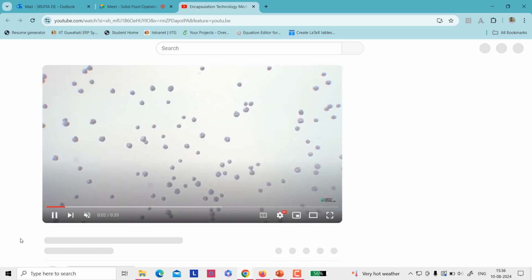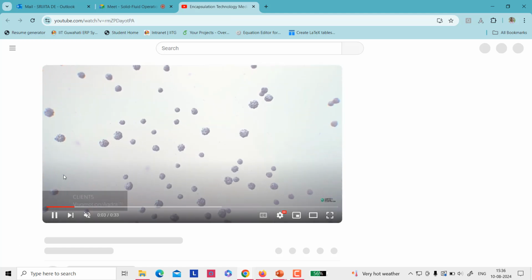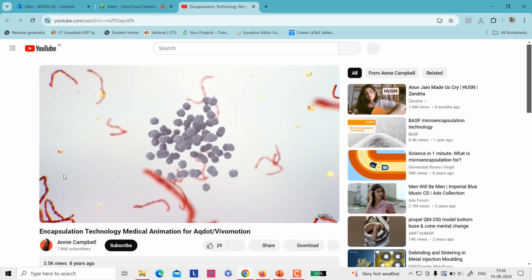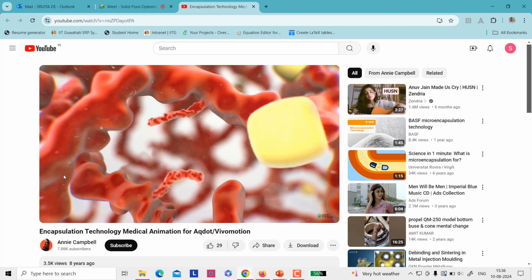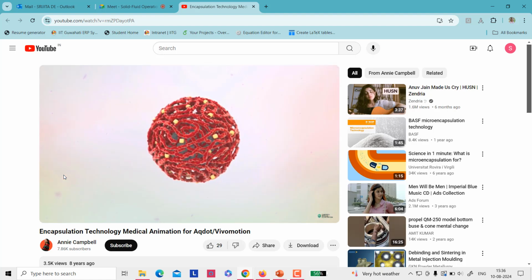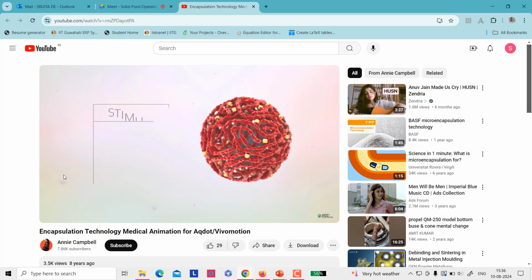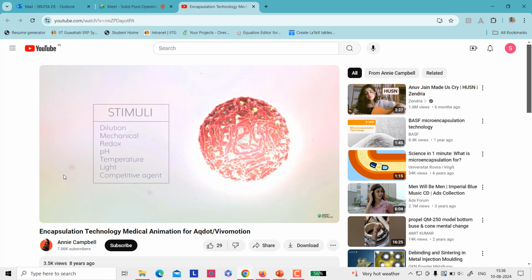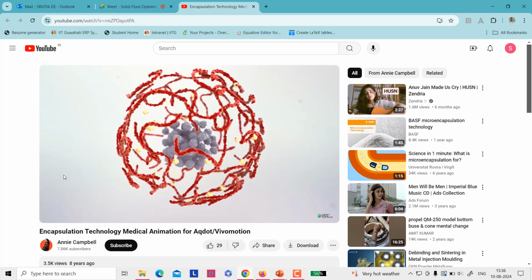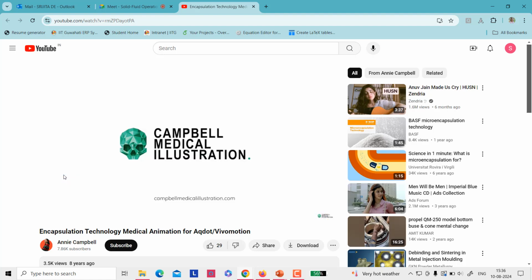Next one is the encapsulation. That means we are encapsulating the particles here. This is how we encapsulate.